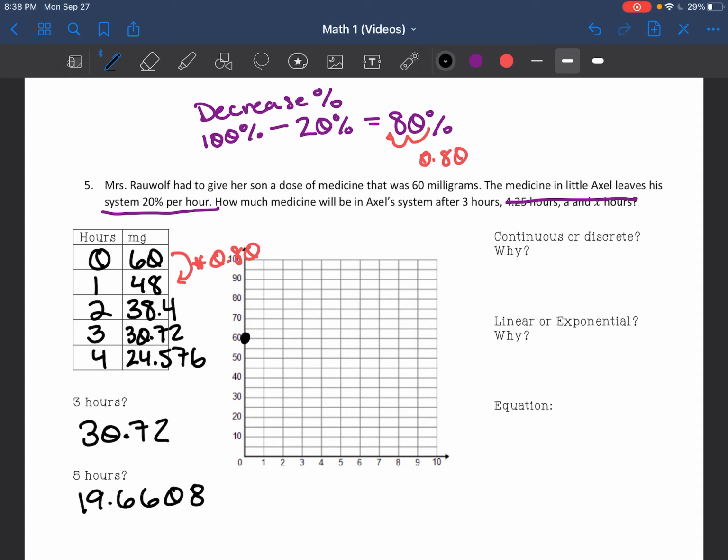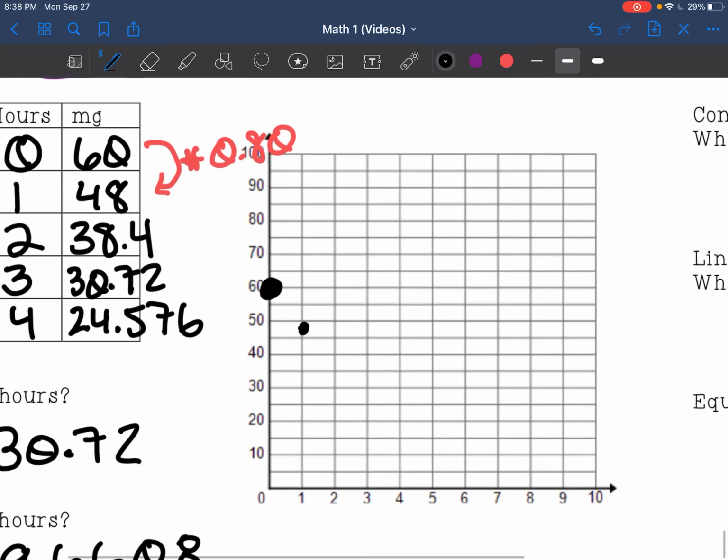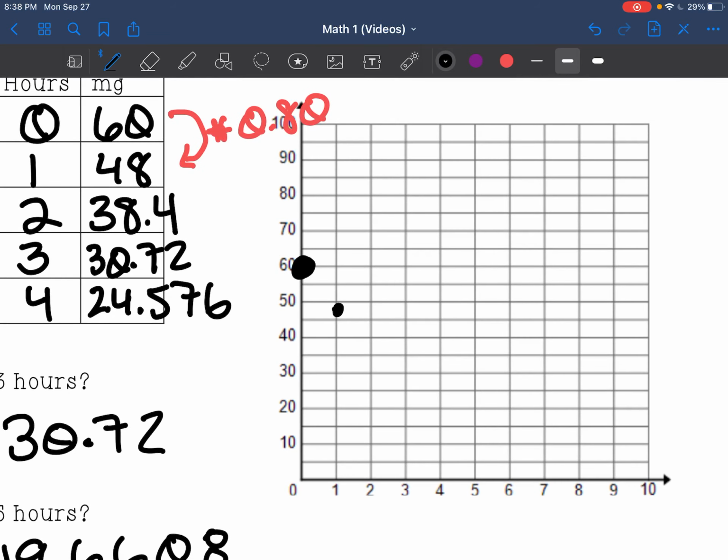When we graph this, well, at time 0, we started with 60. Then we had 1 and 48. Then we had 2 and 38.4. So guessing is going to be your friend with this graph. Then we had 3 and 30.72. Make sure when you guess, it is a good guesstimation. Don't just go all willy-nilly. And then at 4, we had 24.57, which is about right here.